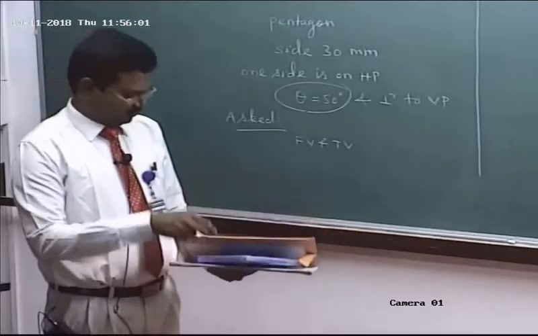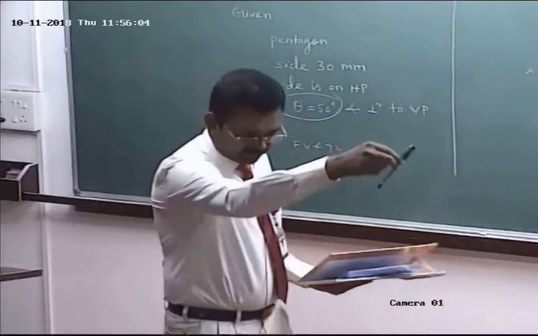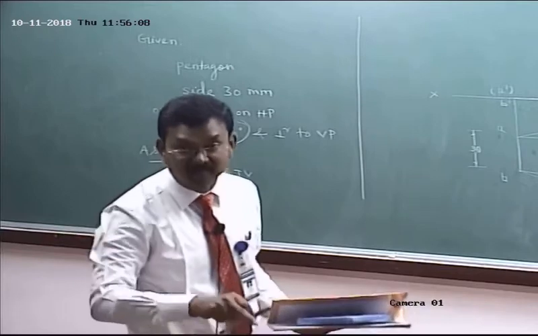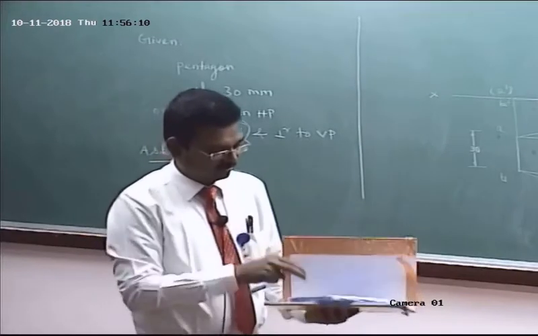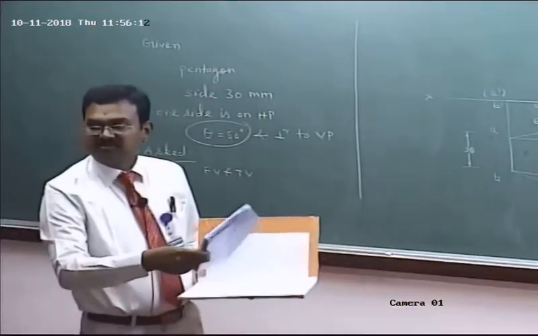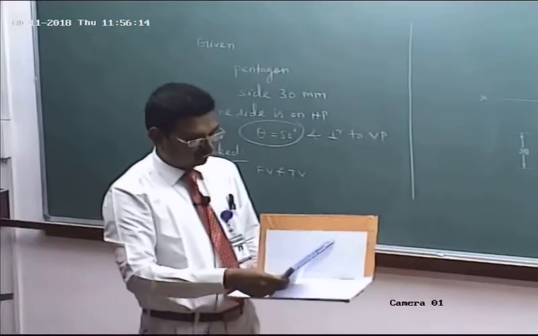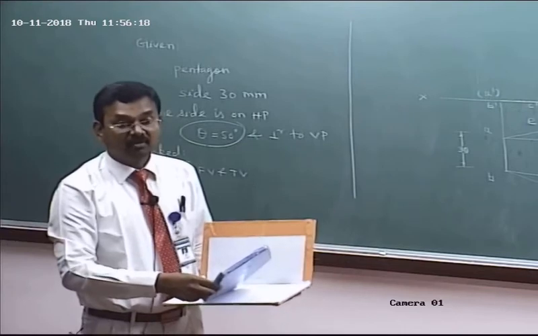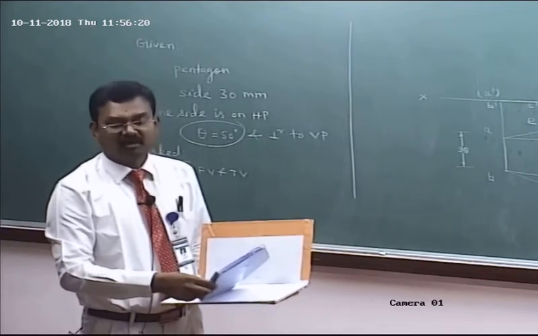In general, when a line is kept inclined to HP, what about the top view? The top view is a line, but it is smaller than the actual length. When the plane surface, the pentagon, is kept inclined to HP and perpendicular to VP, what about the top view? The top view is a pentagon, but it is smaller than the actual shape and size.